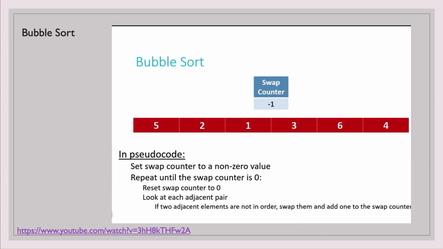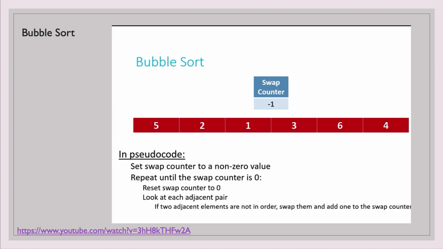Let's visualize how this might look using our array that we use to test out these algorithms. We have an unsorted array here again, indicated by all of the elements being in red, and I set my swap counter to a non-zero value. I arbitrarily chose -1, it's not 0. We want to repeat this process until the swap counter is 0. This is why I set my swap counter to some non-zero value, because otherwise the swap counter would be 0. We wouldn't even begin the process of the algorithm. So again, the steps are: reset the swap counter to 0, then look at every adjacent pair, and if they're out of order, swap them and add 1 to the swap counter. So let's begin this process.